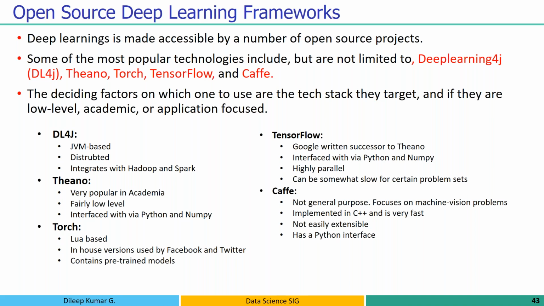So you should know C++. And C++ is more low level, which automatically gives you the fastness. And this Caffe is extensible and it has a Python interface. So these are some popular deep learning frameworks.